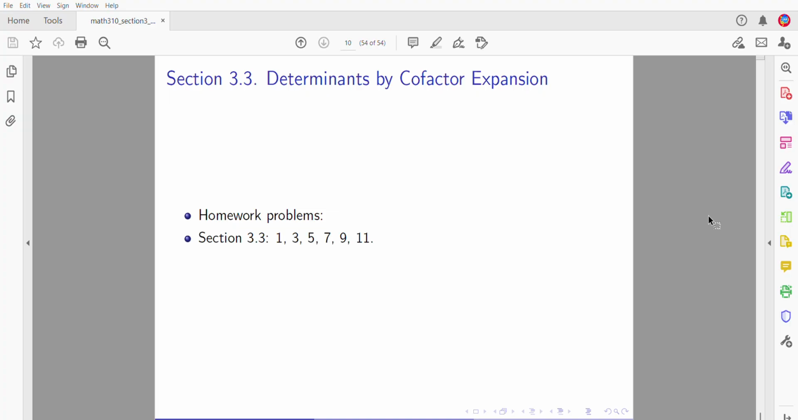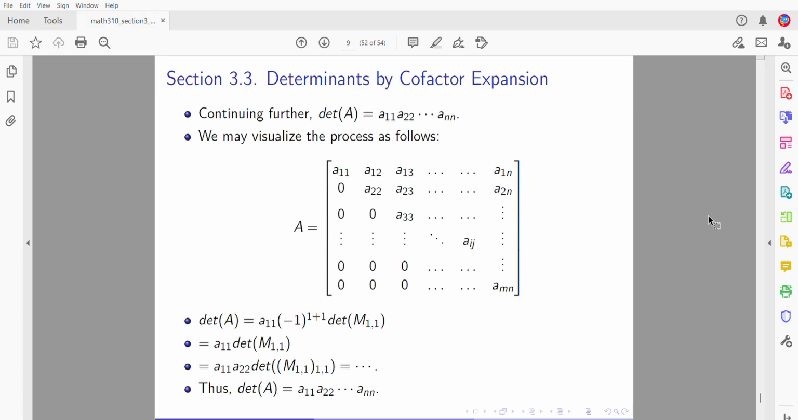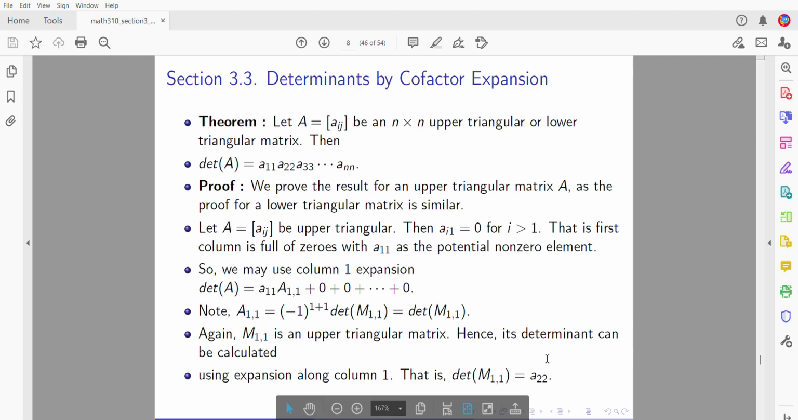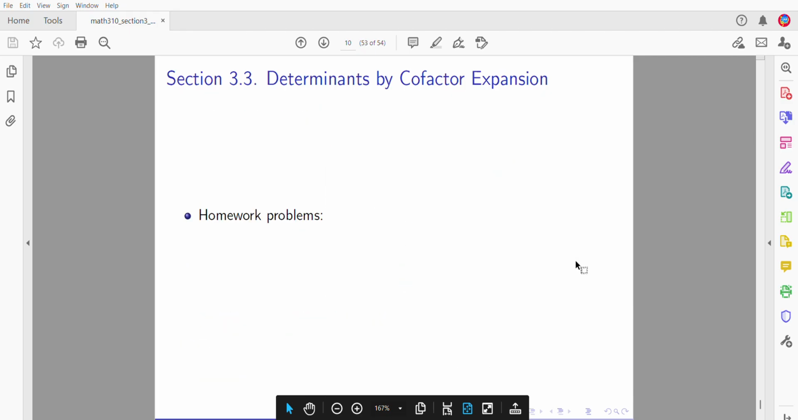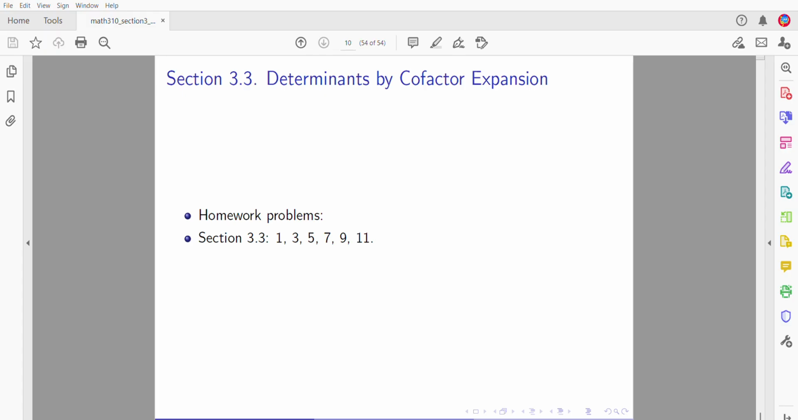Okay, which brings us to homework problems. These are your homework problems. Okay, so I'll fix a few typos here. That should be NN, and this should have a smaller matrix. It's not just A22. Okay, so here is the collection of homework problems. Let's see you in class.